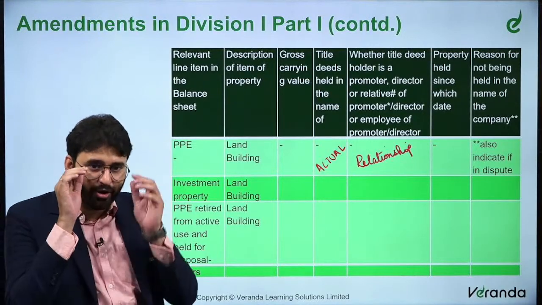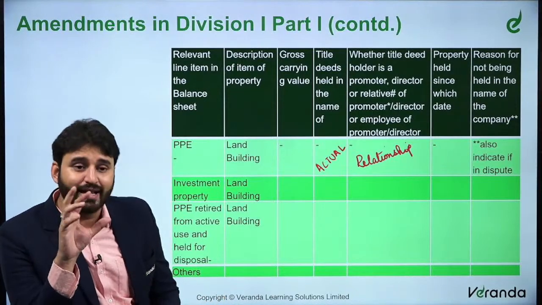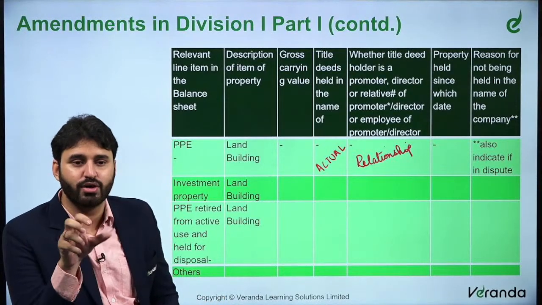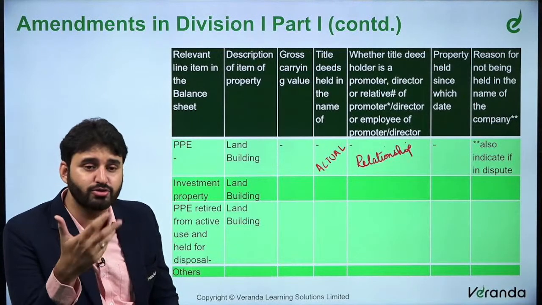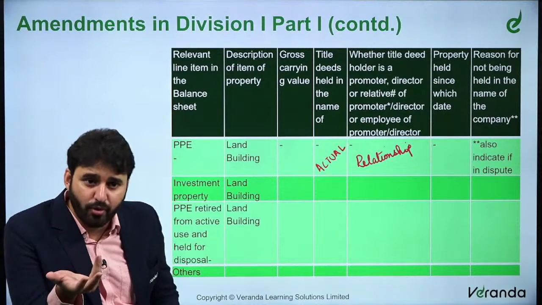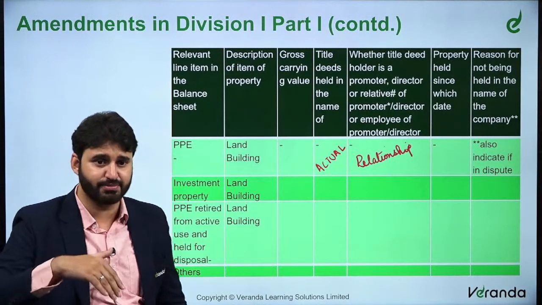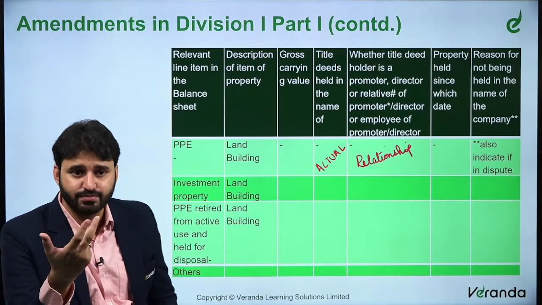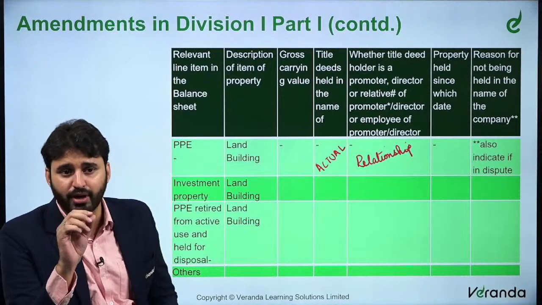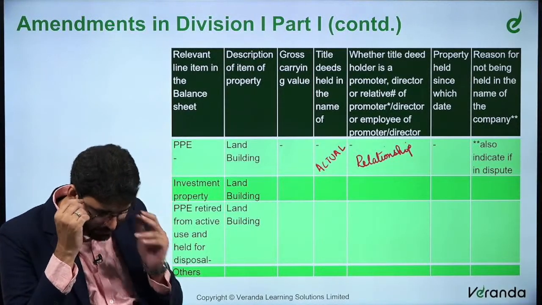From an examination point of view, they can probably give you a case study where Mr. X is so and so, Mr. Y is so and so, the company is not holding immovable property in the books of account, basis which, what will be the reporting requirement. So you will have to give the CARO 2020 reporting requirement from an auditor's perspective, and from a company's perspective you will have to present this particular table, or you have to mention this particular reporting requirement, depending upon the type of question. Clear? Going forward.